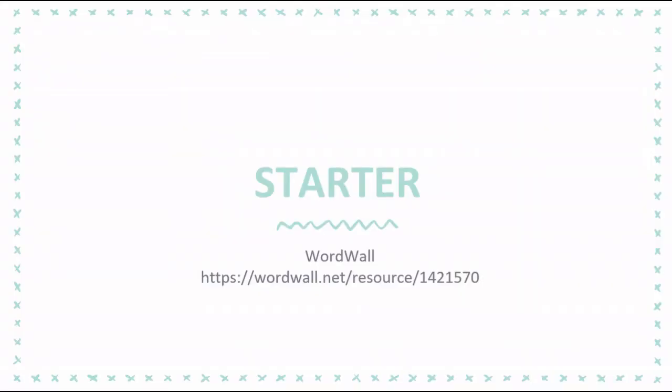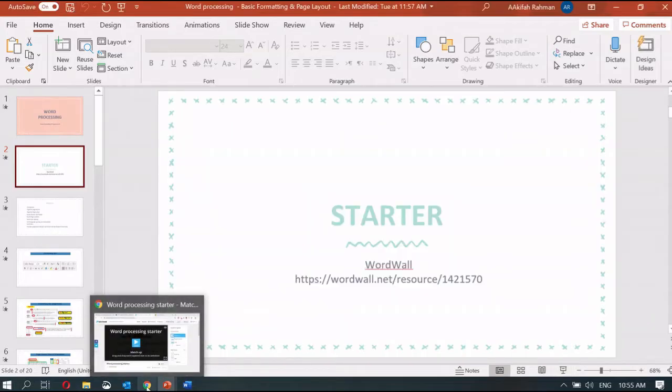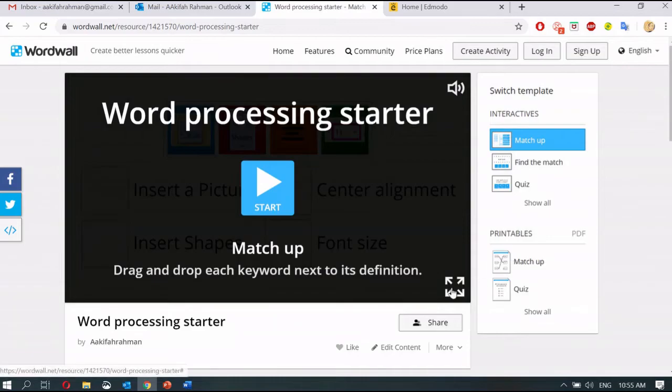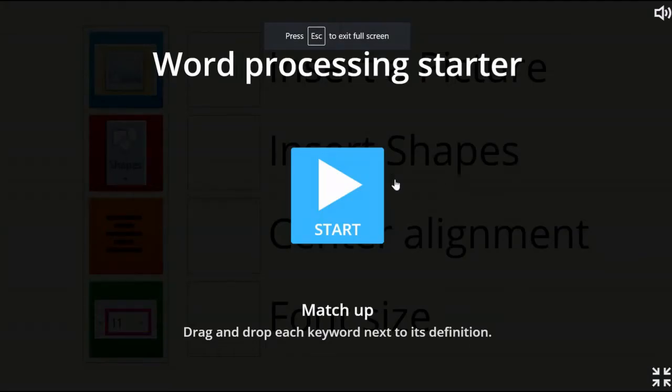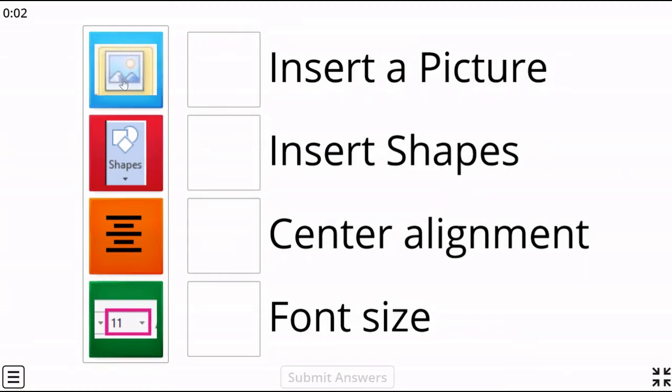As starter for today's lesson, I have a word wall activity for you. So let's see what that's about. There's a starter over here, which is a matchup. So let's try playing the game. There are 4 pictures over here and 4 titles. You need to put the picture on the correct title. For example, these are icons in Word. You need to say what the icon stands for.